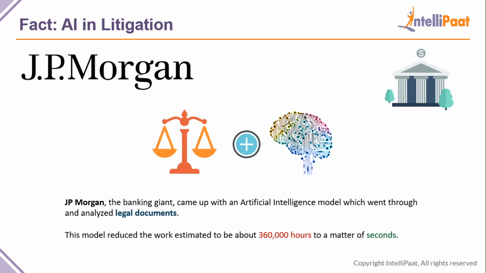So it was so efficient, it did the job so well that the work which was supposed to take 360,000 hours, the AI model that they implemented could do it in a matter of seconds, like it was nothing. So imagine putting 360,000 man hours into doing something versus letting your computer do it in a matter of seconds. What would you pick as an employer, and what would you pick as an employee?